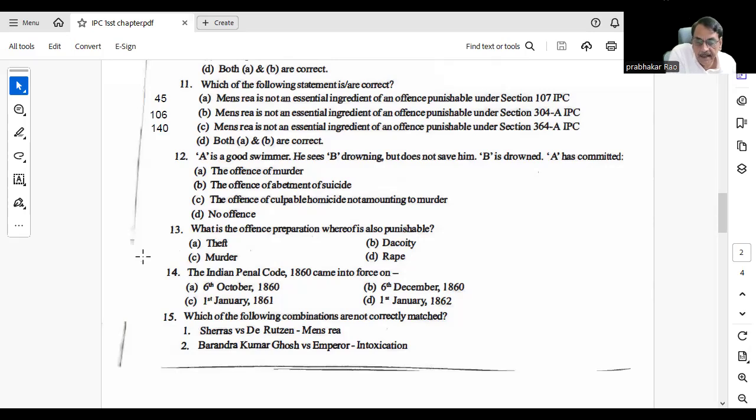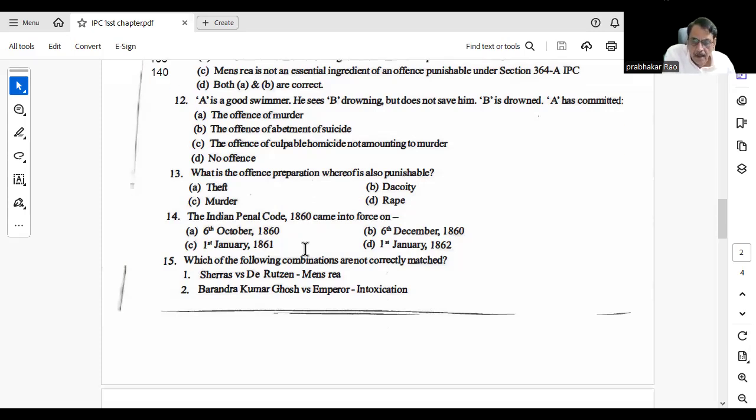Okay, we have already dealt with it. Preparation: at the time of preparation, theft, no. Murder, no. Dacoity, yes. Rape, no. That's why even preparation of dacoity is itself an offense. Assembling in a park to commit dacoity is itself an offense. This thing you should remember because this question is quite often coming.